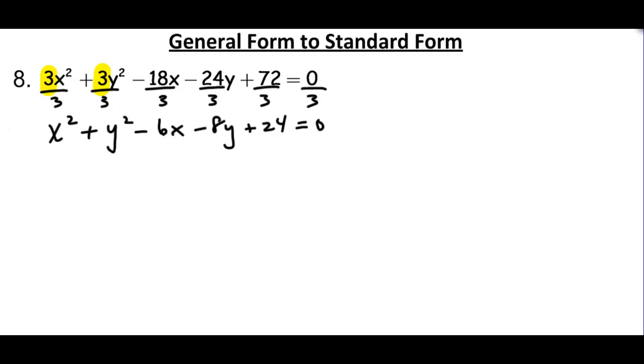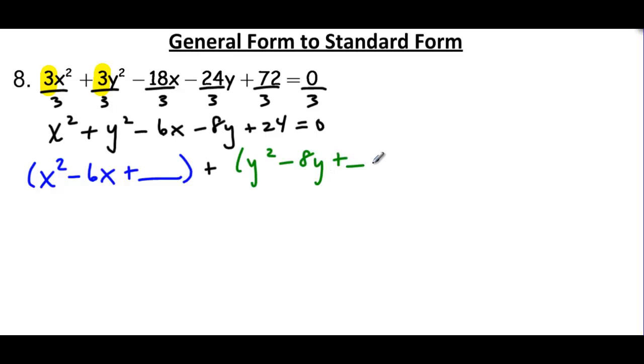So now I'm going to do the same thing I did before. I'm going to put the x's together, x squared minus 6x plus blank, plus, and now I'm going to go to the y's, y squared minus 8y plus blank, equals, and then I want to move this 24 over to the other side, negative 24. Make sure you change the sign. But I need my blank for the x's and the blank for the y's.